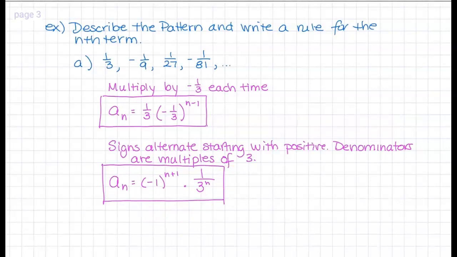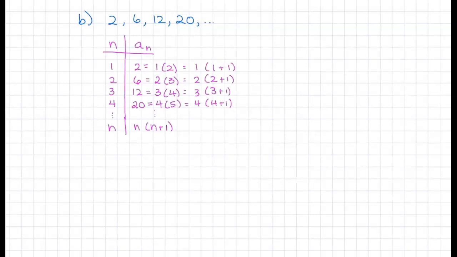Let's look at a part B. Okay, this one might be a little trickier, but pause the video and give this one a shot. Write an explicit rule for this sequence. Okay, this one definitely gets a little trickier.